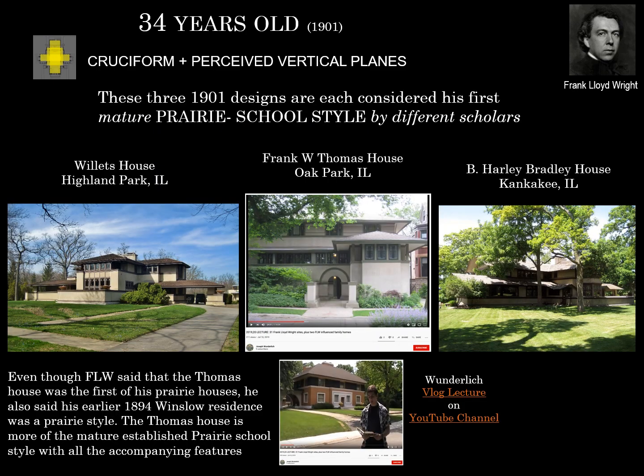And here are those three houses, each of them considered the first of the Prairie School style by different scholars and different authors. However, you'll see also that Frank Lloyd Wright said that the Thomas House was his first Prairie house, and had earlier also said that his 1894 Winslow residence was Prairie style. However, the Thomas House is more of the mature, established Prairie School style with all of the accompanying features.